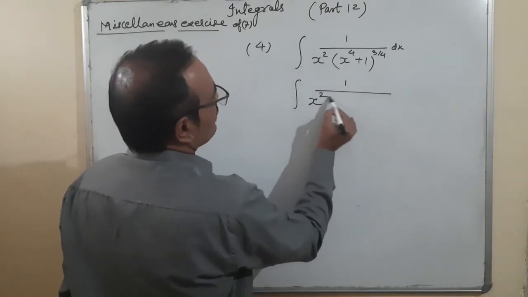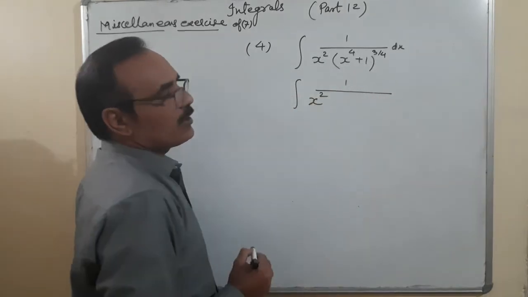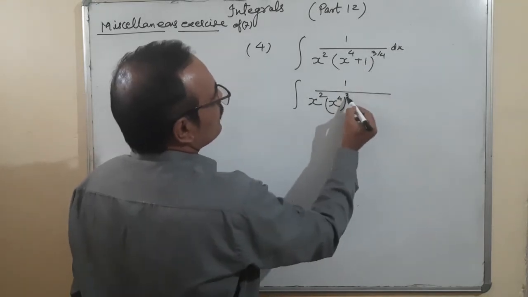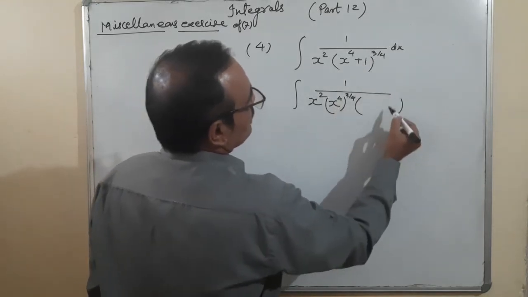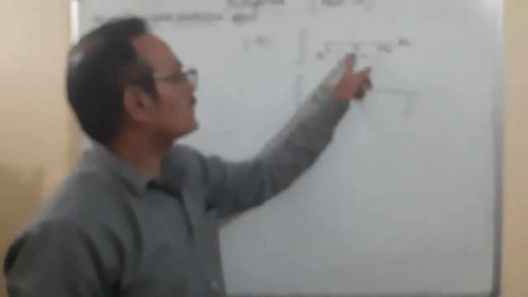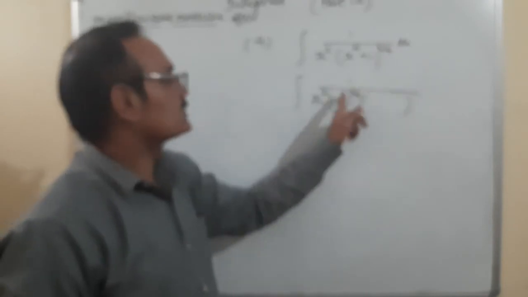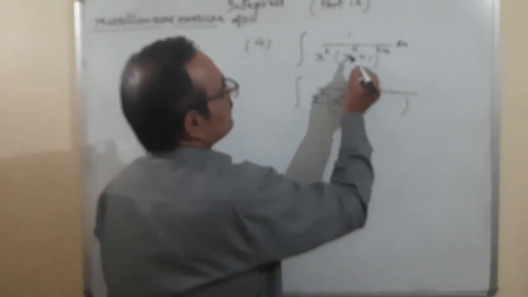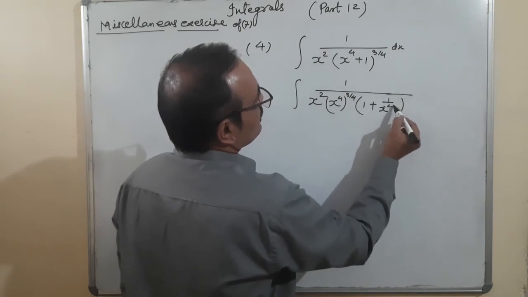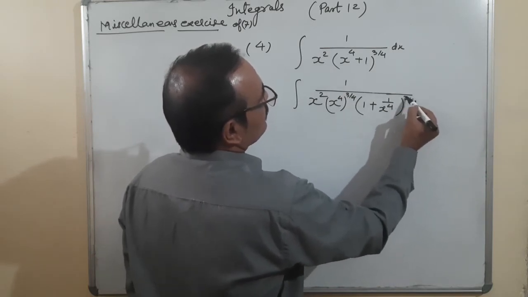X square. If I take x to the power 4 common, then x to the power 4 to the power 3 by 4 is coming out from this bracket. Am I right? X to the power 4 is common, but x to the power 4 to the power 3 by 4 is out. So what is left here? 1 plus 1 upon x to the power 4 to the power 3 by 4, dx.